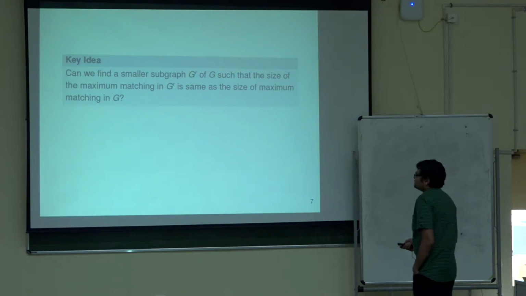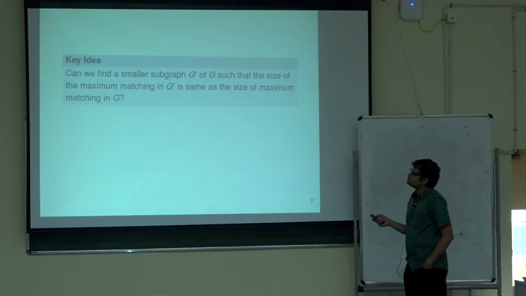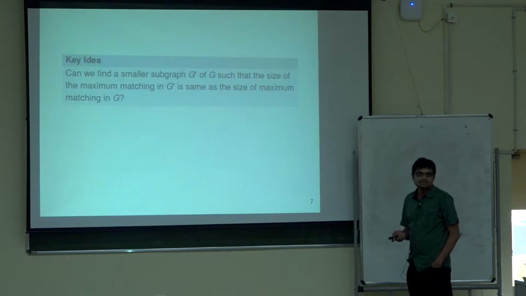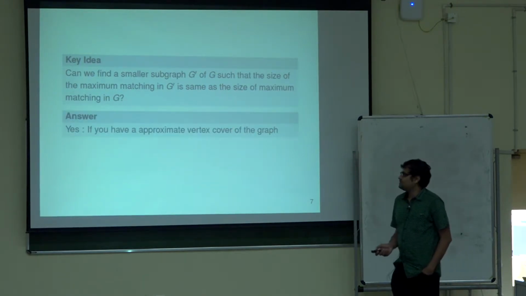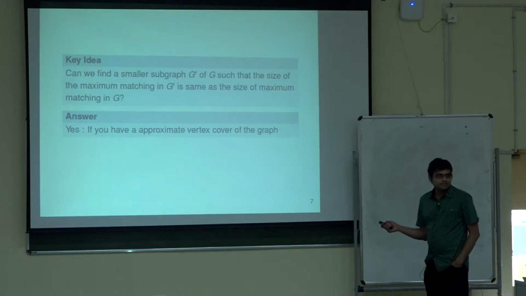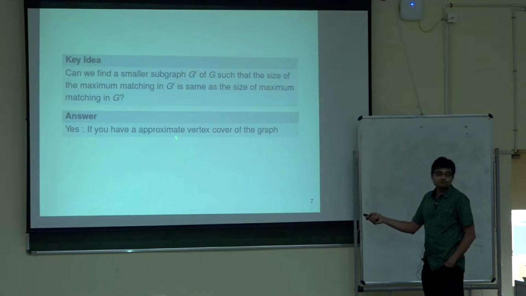So this is the key idea. Can we find a smaller subgraph G prime of G such that the size of the maximum matching in G prime is the same as the size of the maximum matching in G? Okay, so I want to find a smaller subgraph of G such that the maximum matchings in both graphs are actually the same. And the answer is yes, if you give me an approximate vertex cover of the graph. Okay, so we will see the proof of this.